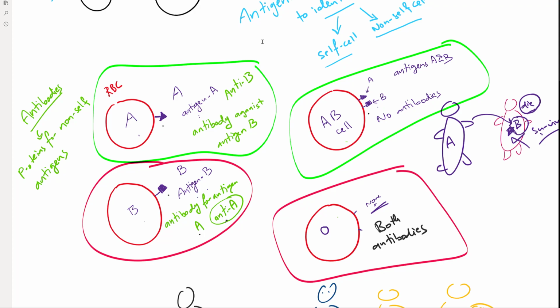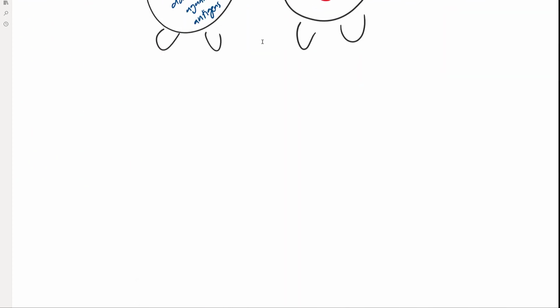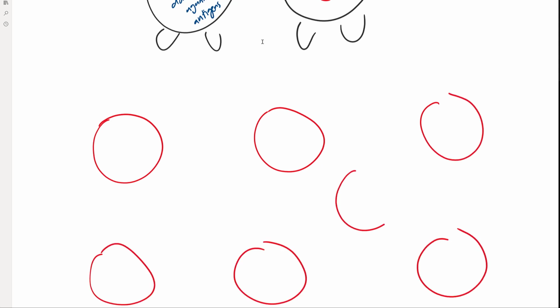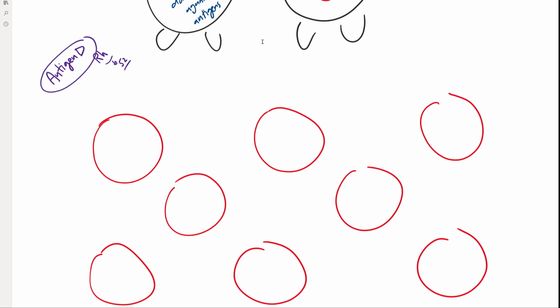Now, we said for the blood type, we will have either A or B, or AB or O, none. But it turns out that there is a third antigen, and this third antigen will also affect the blood transfusion. So I will draw another red blood cell here. In this case, we'll draw 6. Actually, we need 8. The third antigen, we'll call it the antigen D. This was discovered in rhesus monkeys. That's why sometimes we'll call it the RH antigen. And this RH has 52 subclasses. The most important one is the antigen D.